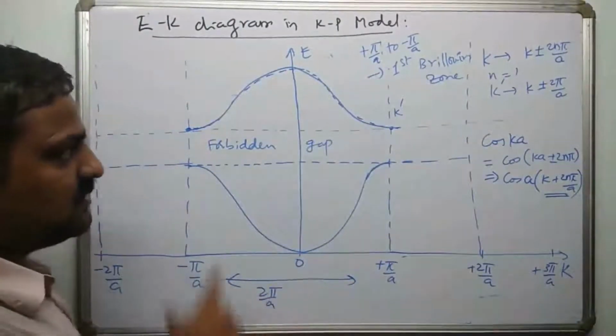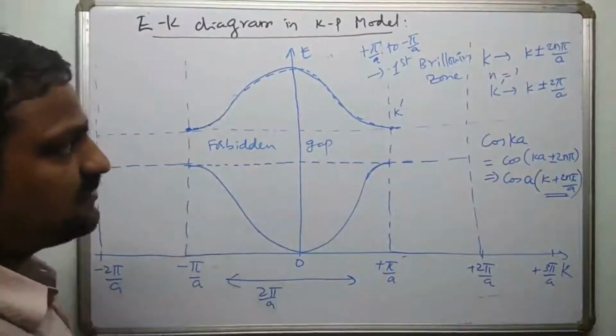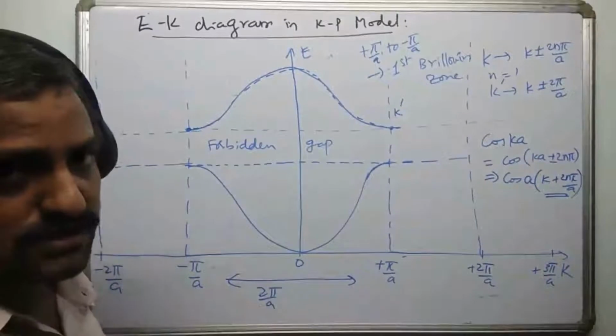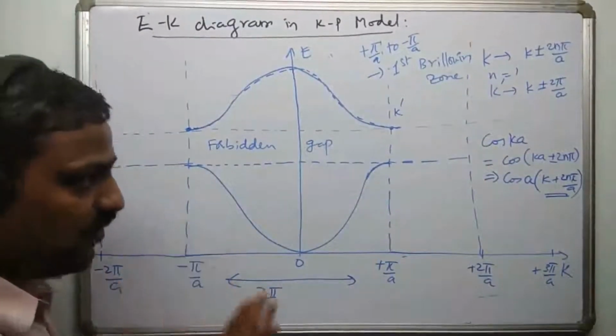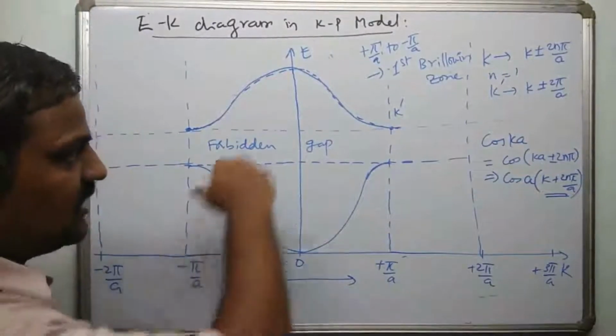Most of the time you might see this kind of graph in semiconductor physics. These graphs are only because of the reduced zone scheme. See, this is sometimes referred to as the reduced zone scheme. So if you want to describe the E versus K diagram of any solid, you can have this kind of setup.